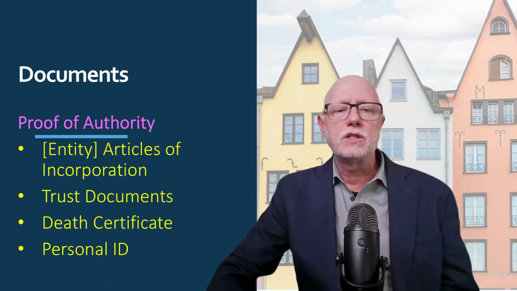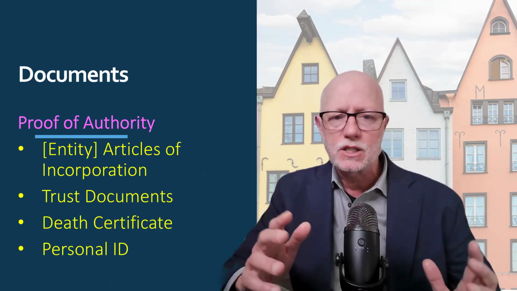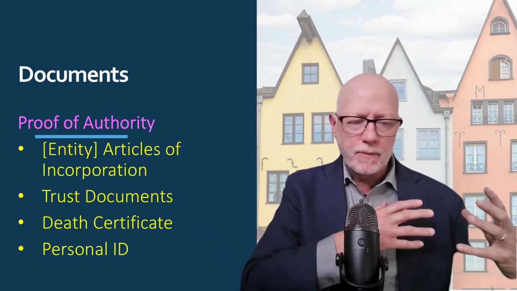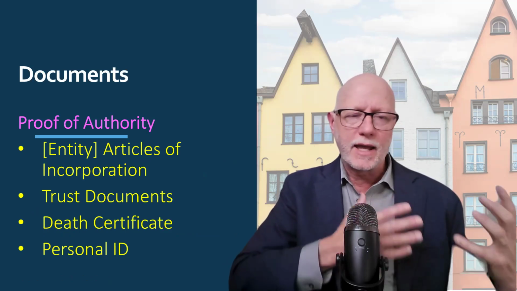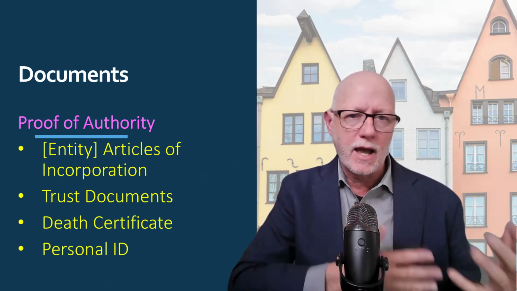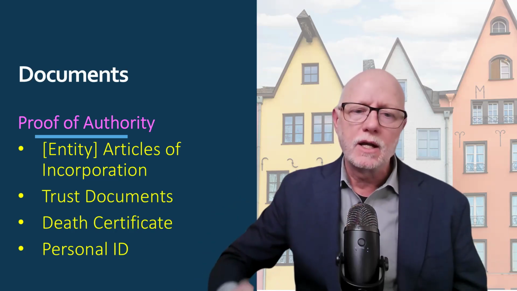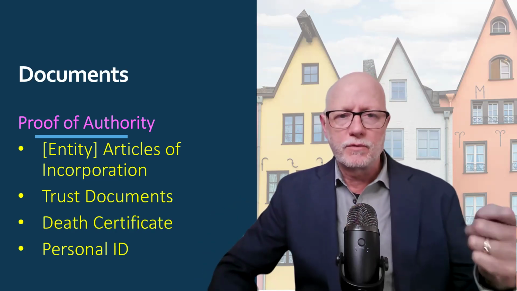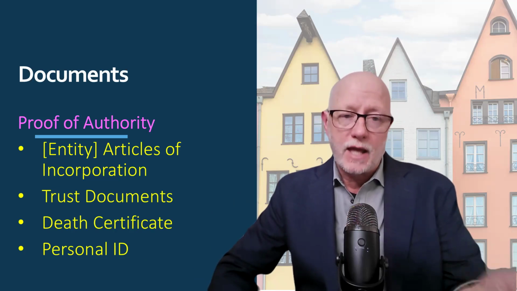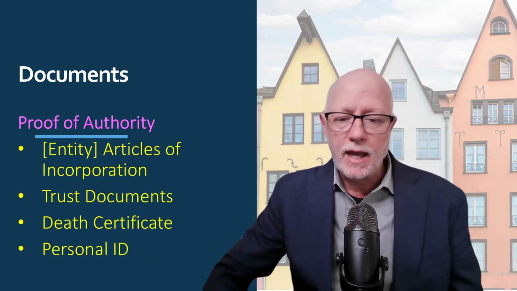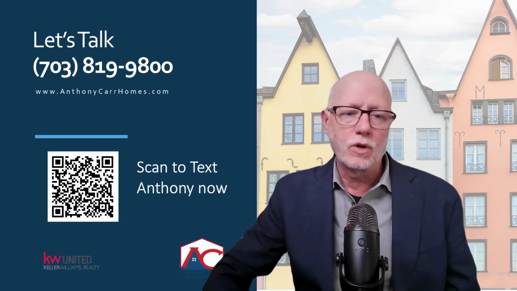With all of these, you would need some sort of documentation to prove that. The articles of incorporation: I am an officer of this corporation, I actually own the LLC. Trust documents: I am the trustee. Death certificate, so that you can show that, yeah, this person has passed away and I'm the executor. And then a personal identification, of course, is what you would need.